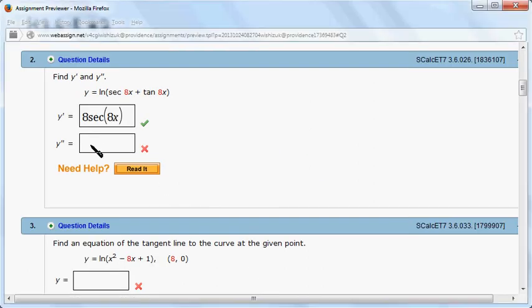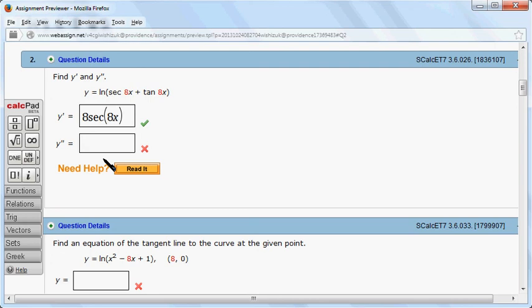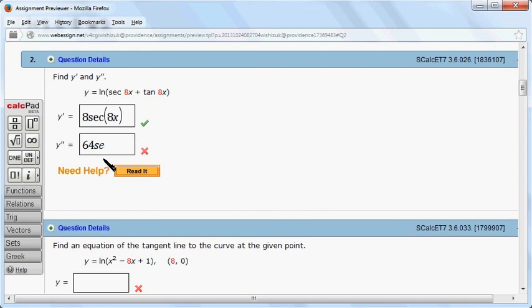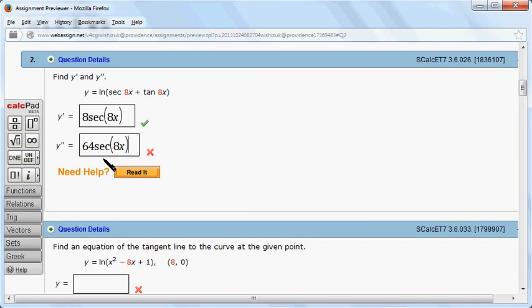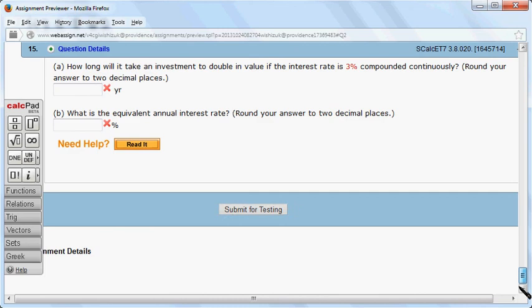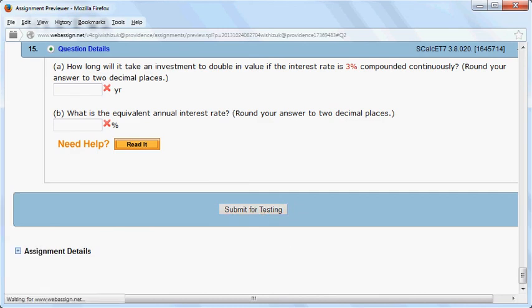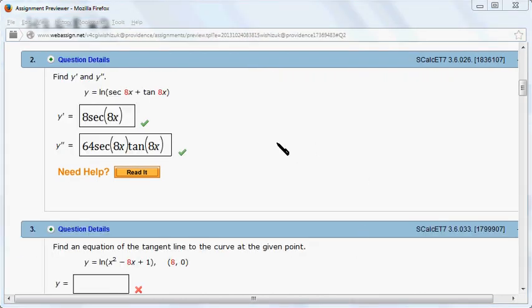All right, so the second derivative was 64 secant of 8x times tangent of 8x. All right, so let's check the answer. All right, it came back and looks like we got both of these correctly, right? That's it. I hope that this was clear.